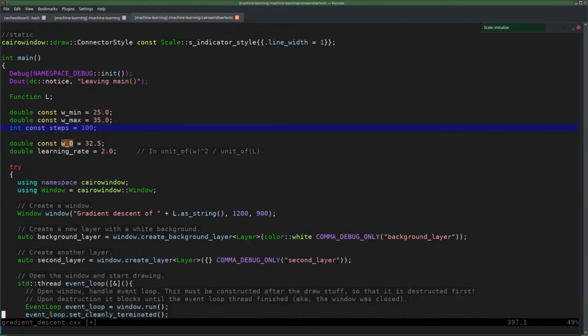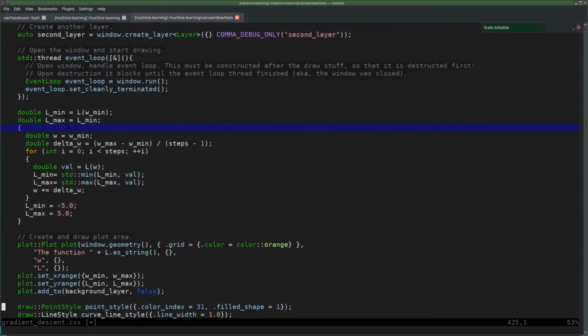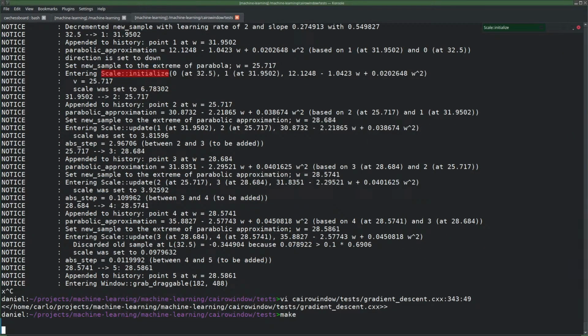And then the y values, I think I just literally set them here. But why would I do that? Let's comment that out. See what happens. Maximum zoom.